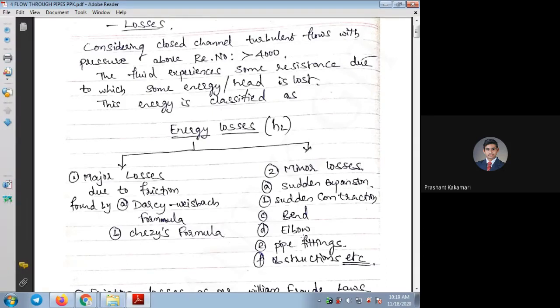Next is pipe fittings. So now the question comes, what are those pipe fittings? One thing is, for example, pressure gauges. At any point, if you want to measure the pressure of the fluid flowing in the pipe, or what head of mercury it is showing.